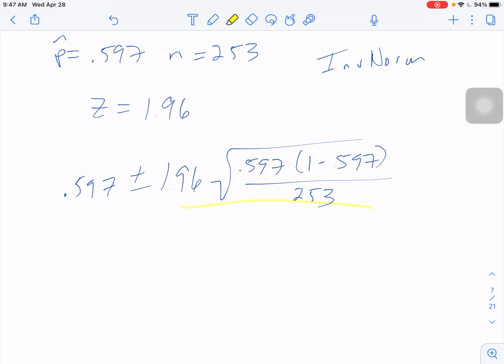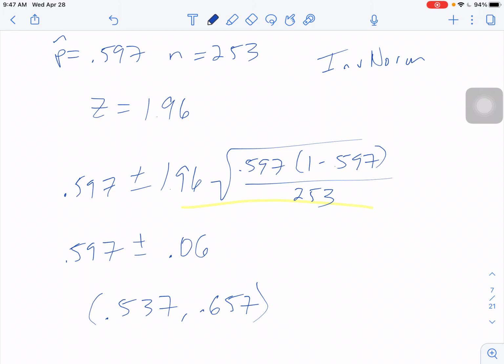All right, so then what I can do is put this whole margin of error into my calculator. So you probably did that. I got 0.06, so about a 6 percentage point margin of error. And then my point estimate again was about 0.6. And then if I actually calculate my interval by adding and subtracting, I get 0.537 to 0.657. So that would be my confidence interval.